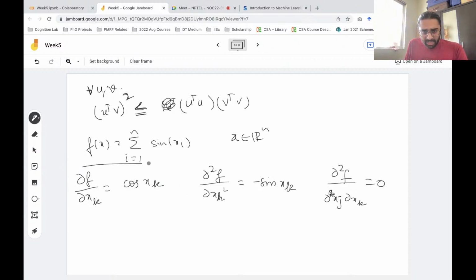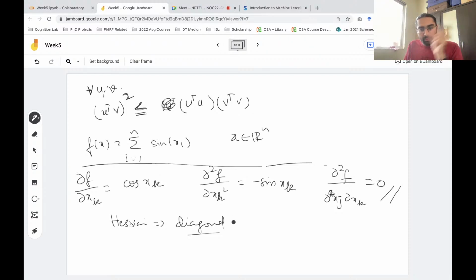So in this scenario, we kind of lucked out, because now your Hessian turns out to be a diagonal matrix, because all your non-diagonal elements are 0. And in a diagonal matrix, we know that the elements of the diagonal are your eigenvalues, right? So what is in the diagonal? You have minus sine xk. So your eigenvalues in this case of this Hessian matrix can be negative. Because it can be negative, the Hessian is not PSD, so therefore this is not one of the answers.